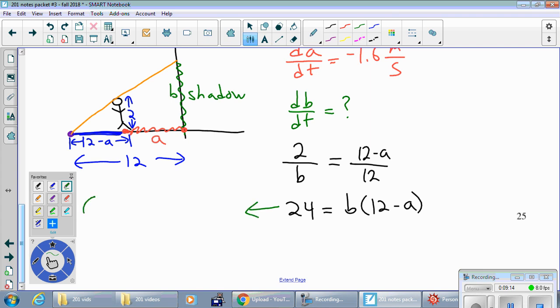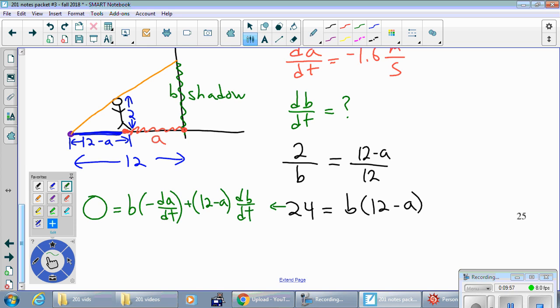Left-hand side derivative: derivative of 24 is 0. Right-hand side, B and A are both variables. They're changing as time changes. So the derivative rule we need is the product rule. So we go first times, now what's the derivative of 12 minus A? Well, 12 becomes 0. Negative A, the derivative is negative 1. But then A is dependent on time, and so then the derivative of A is our chain rule. That's the derivative of the stuff. Plus the second times, and what's the derivative of the first? What's the derivative of B? So the derivative of B is just 1 dB/dt. So that's our equation.